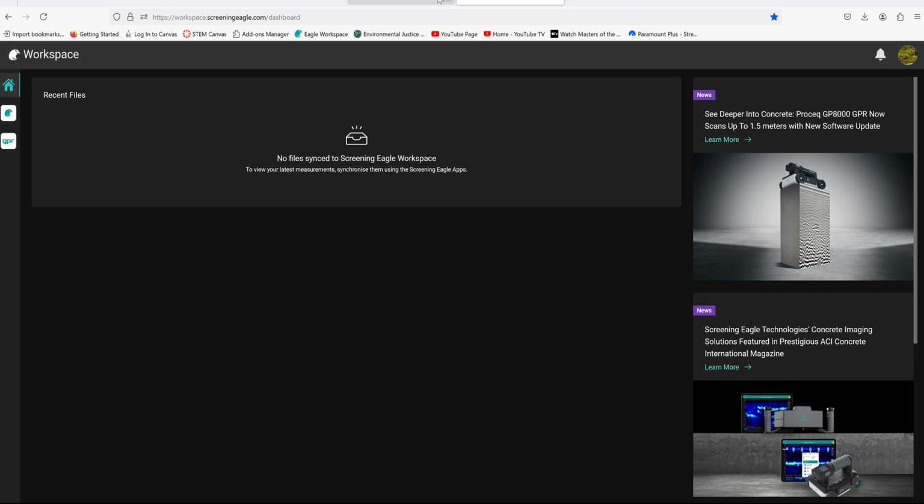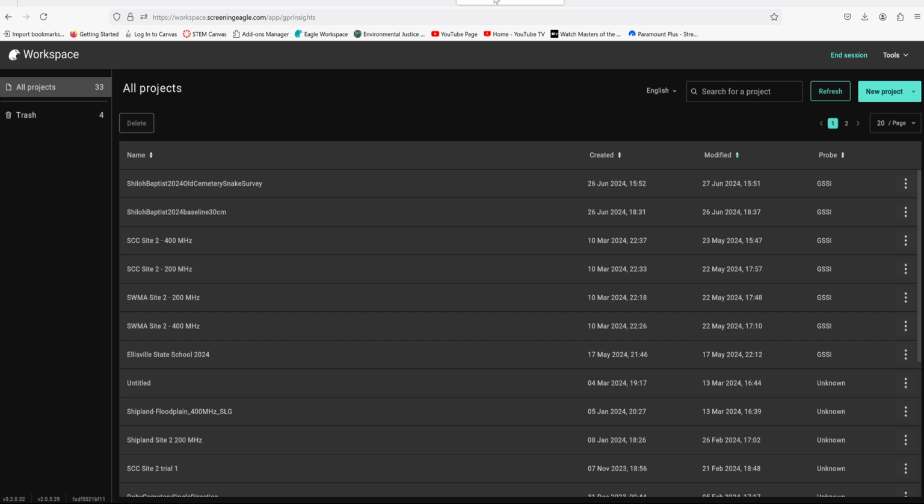So we've got our workspace here. We've logged into our particular account. Screening Eagle is an adaptation of GPR Slice, and it's based out of Switzerland. So basically we're running these data through there. So there'll be a little bit of lag on some of the data sets we're working on. But we're going to bring our GPR data.